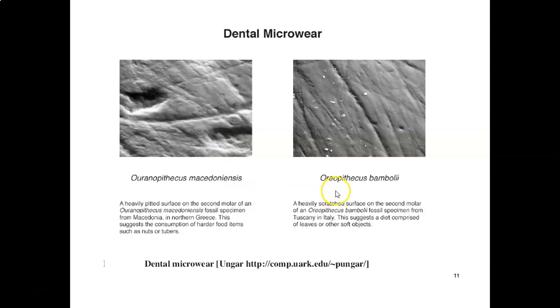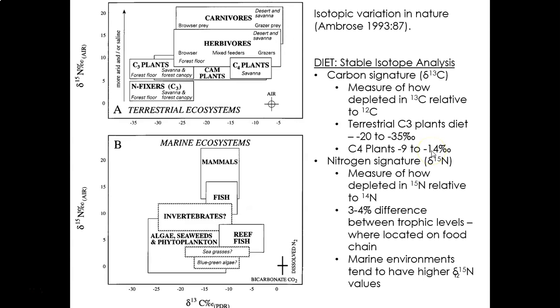Here are some images looking at an early hominin called Oreopithecus and comparing it with Oranopithecus. What you can see is that there are different kinds of striations left behind on the teeth based on what they ate. With the image on the left here, we can see this deep pitting and grooves caused by consumption of harder materials like nuts or tubers. Whereas on the right-hand side, it's very scratched on the surface, but there are not these kinds of pits, and so it's been suggested that they were eating leaves or other soft objects instead.